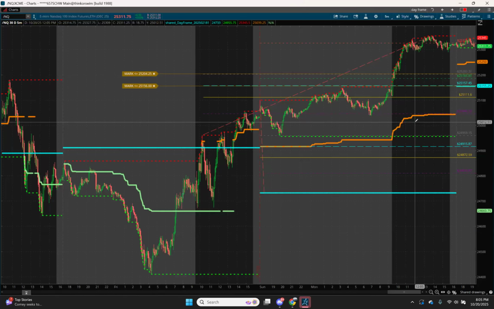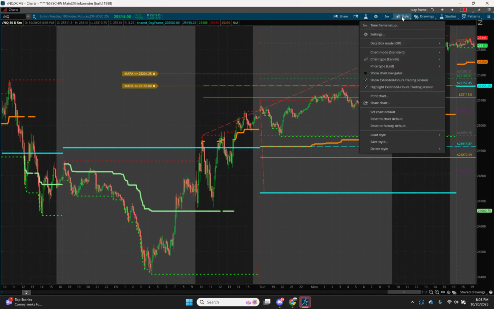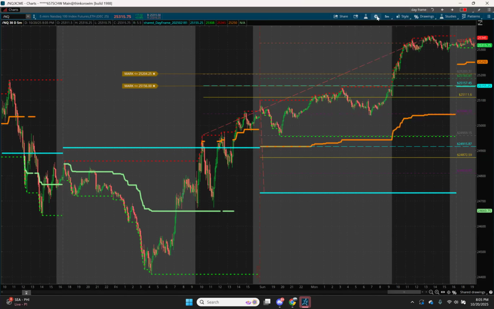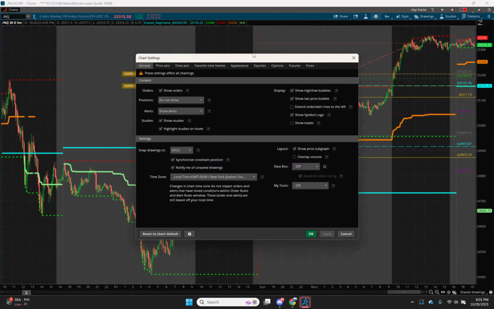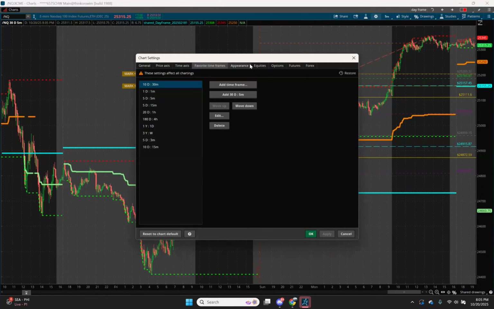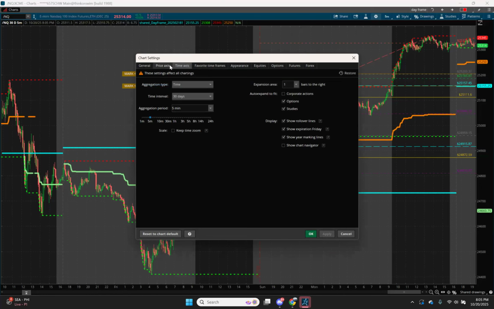Hey Jack, quick question. How do we enable the extended session or the extended hours? So I have it saved under my style, but if you don't have it saved under your style, you're going to go to this bolt at chart settings and click that chart settings, and then I believe you just have to run through this really quick.